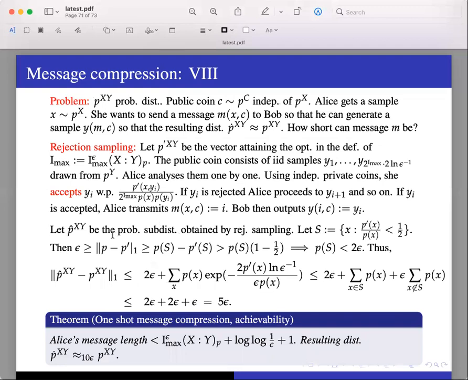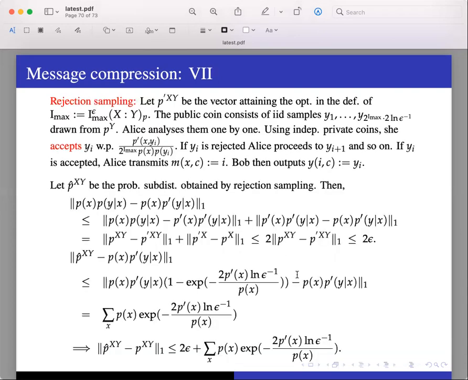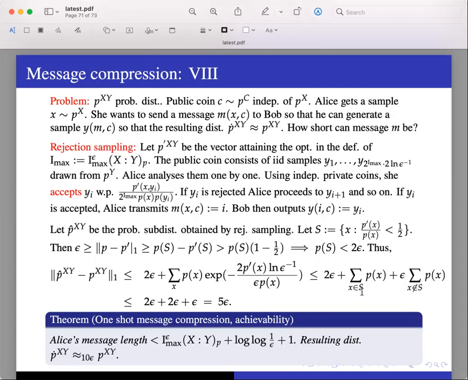Okay. So p hat is the probability sub-distribution obtained by rejection sampling. And remember, we had this expression, and now I have to bound this, and I don't want to use Markov. Okay, well, I will use Markov, but a very weak Markov. So define this subset S of the sample space X, where the ratio p prime x by px is less than half. Remember, p prime x is always less than or equal to px, but I don't expect it to be much smaller than px, because p prime is epsilon close to p in L1. Okay, so these are really the pathological x's where the ratio is smaller than half.